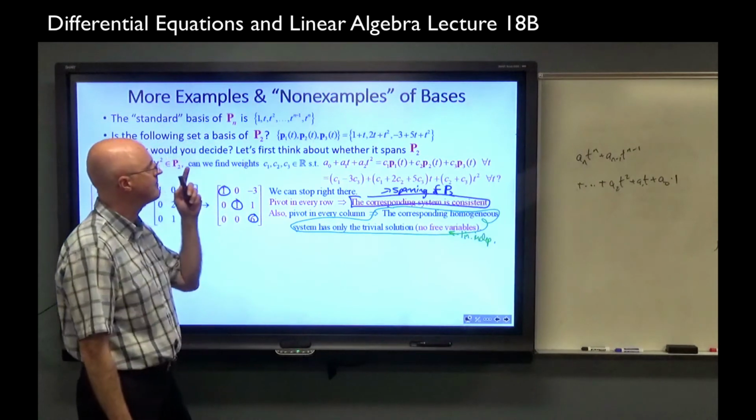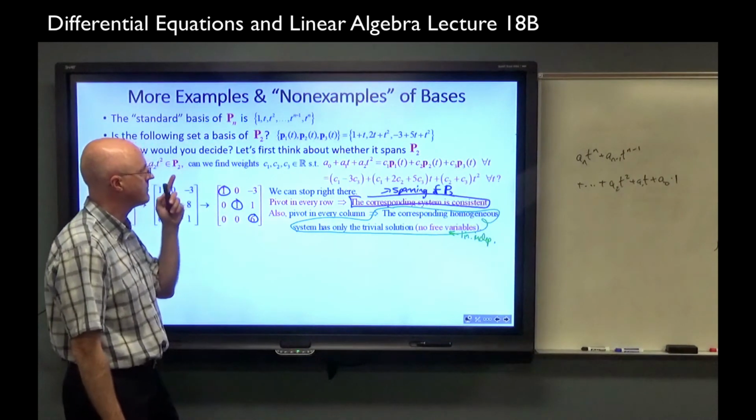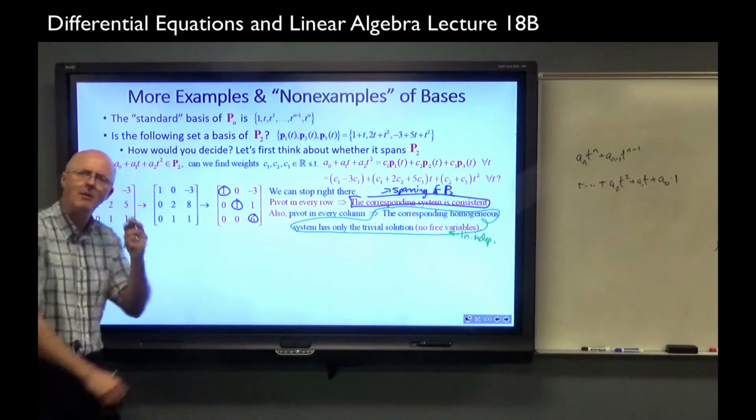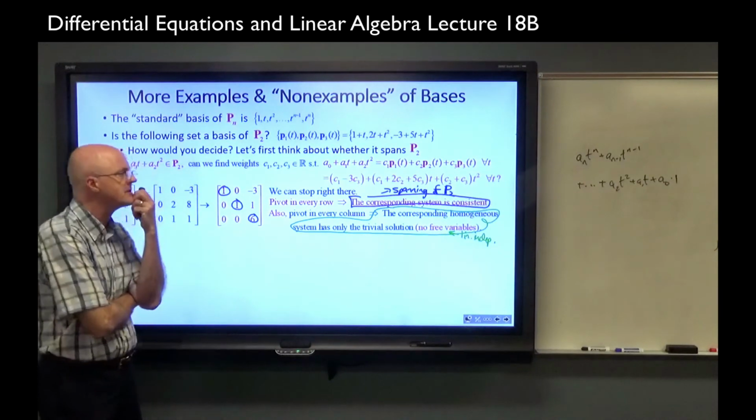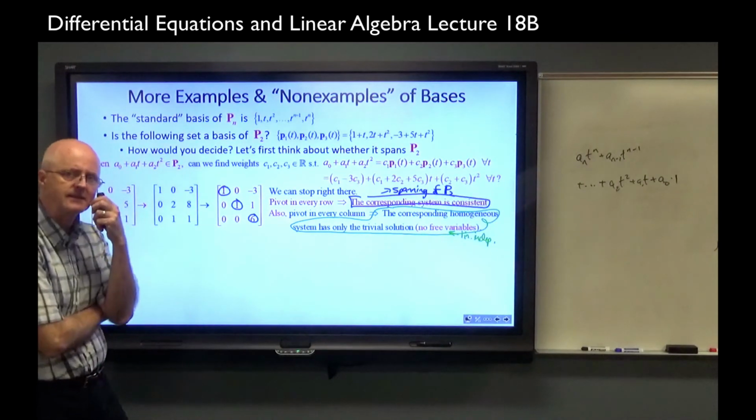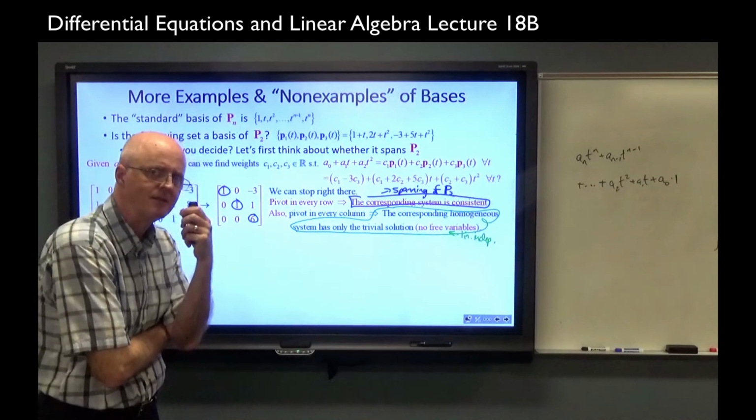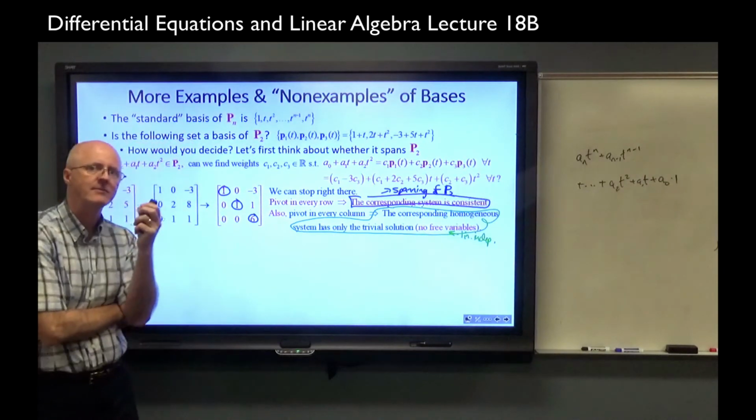Interesting. We can think about polynomials and whether they form a basis or not by doing row operations still. Interesting. I wonder if that's an accident. No, it's not an accident. We can relate these things to our favorite vector space, Rn.